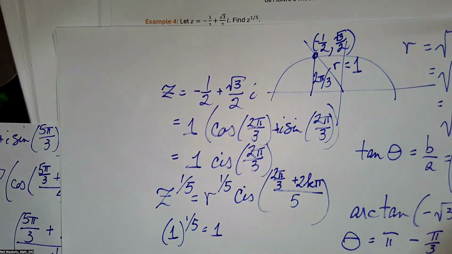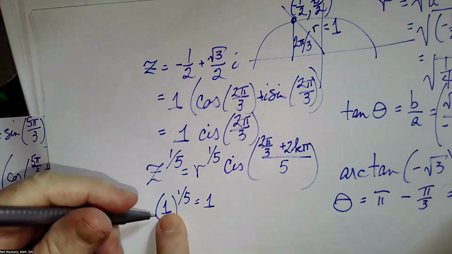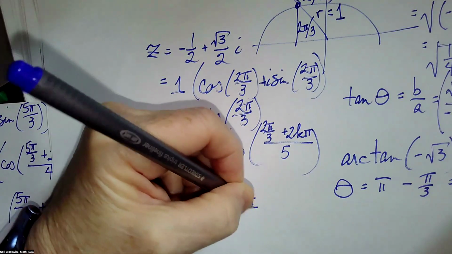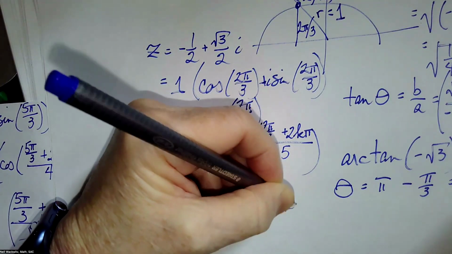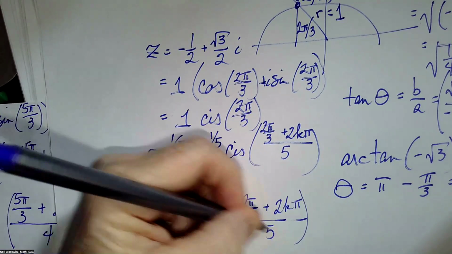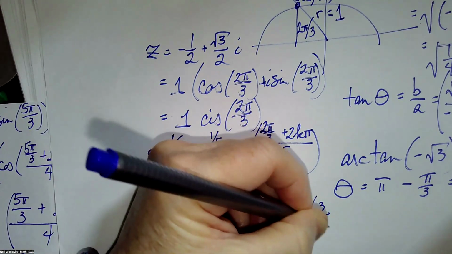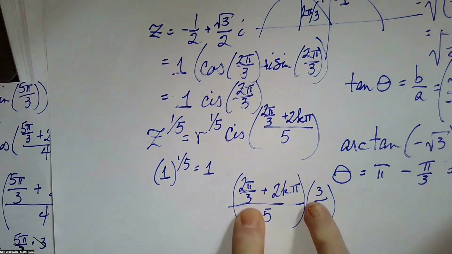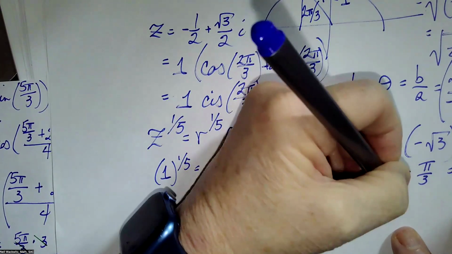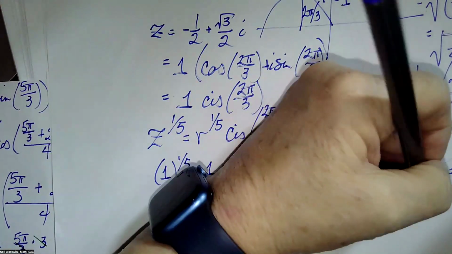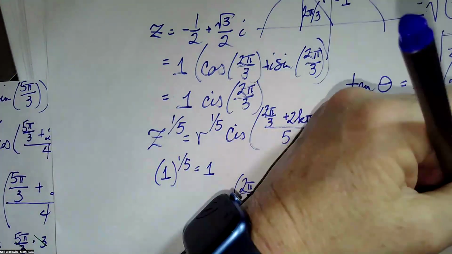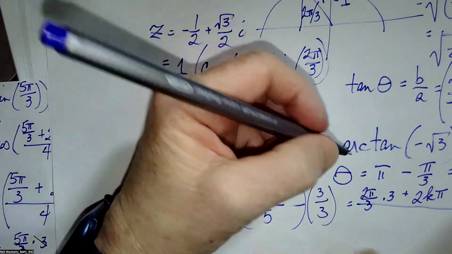Okay, so we took the 5th root of 1. We also need to simplify this complex fraction. So we've got 2 pi over 3 plus 2k pi all over 5. The inside denominator is 3. So I'm going to multiply numerator and denominator by that same number. We get 2 pi over 3 times 3 plus 2k pi times 3. So we're just distributing that. Divided by 5 times 3.